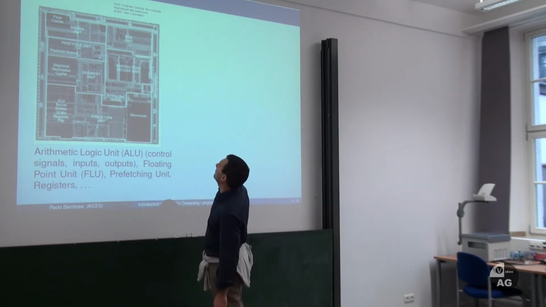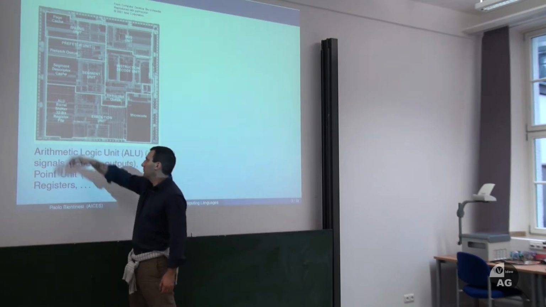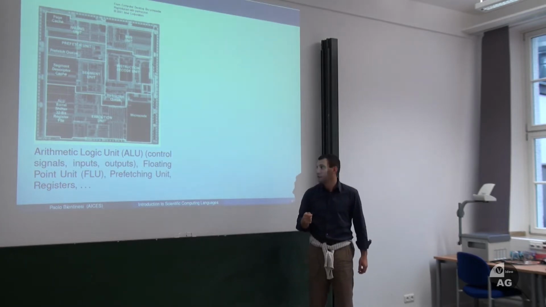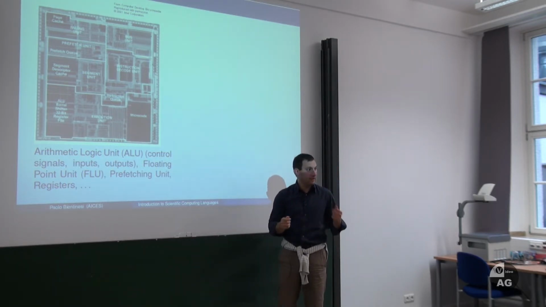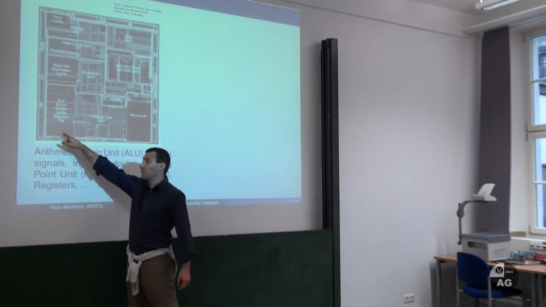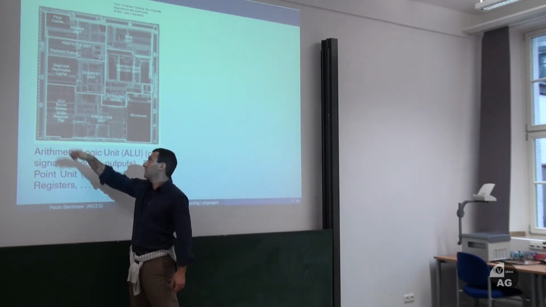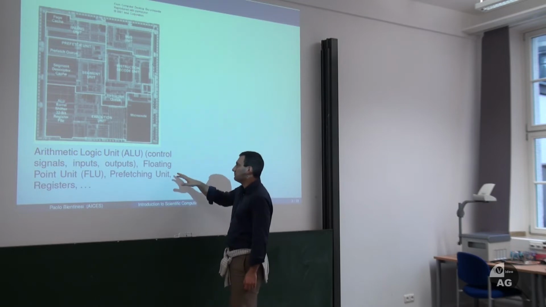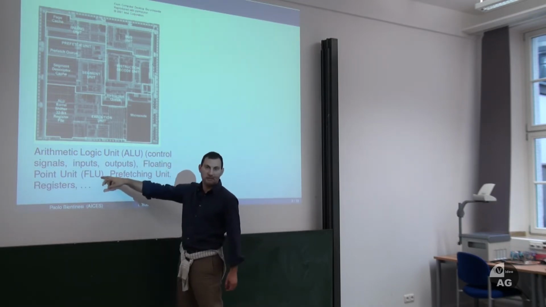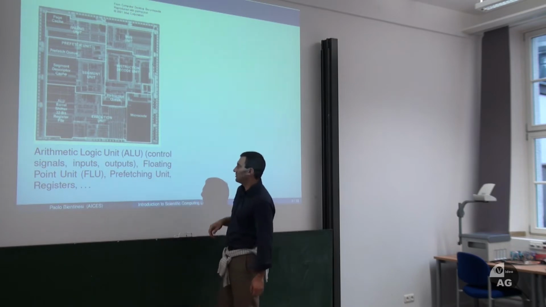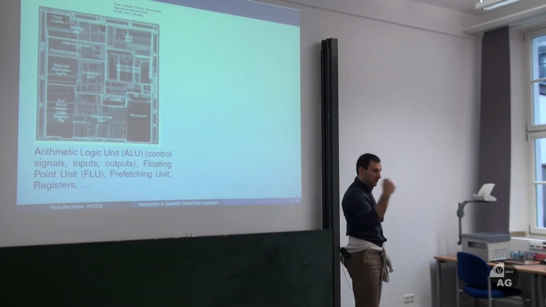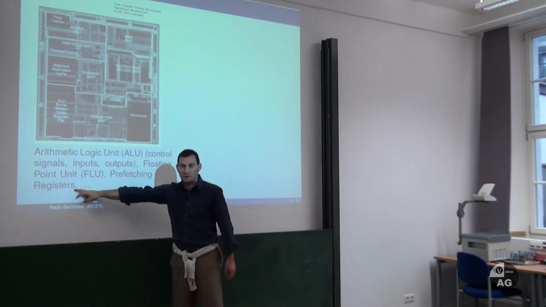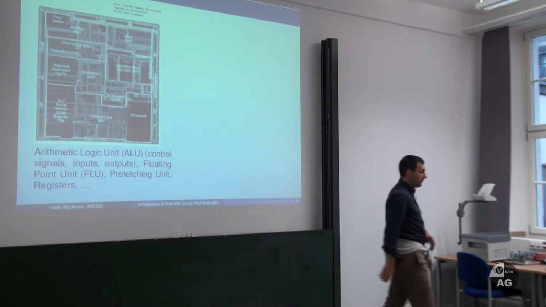For instance, where is the ALU? Here you go. ALU, that's the arithmetic logic unit. That's where the actual computations happen. When you multiply, when you add the numbers together, those numbers are actually here. They are multiplied here, and they are spat out somewhere else. Then we have the floating point unit, that's the same, but if you have floating point numbers. The prefetching unit is something that goes into memory and fetches data or instructions. Registers is where the data actually is, where the numbers are.